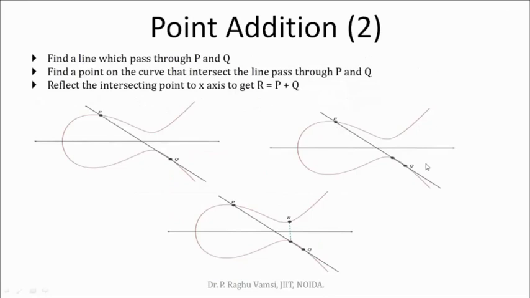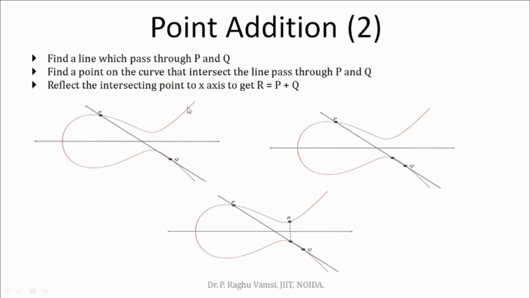So for example, in coordinate geometry, if you have x1, y1 and x2, y2, and you want to add 2 points, obviously you need to draw a line and get the slope of that, and then with that you will use this. So find a line which passes through P and Q.